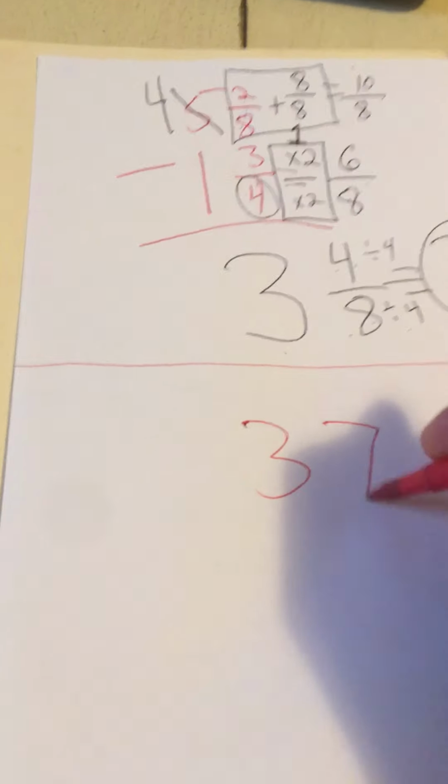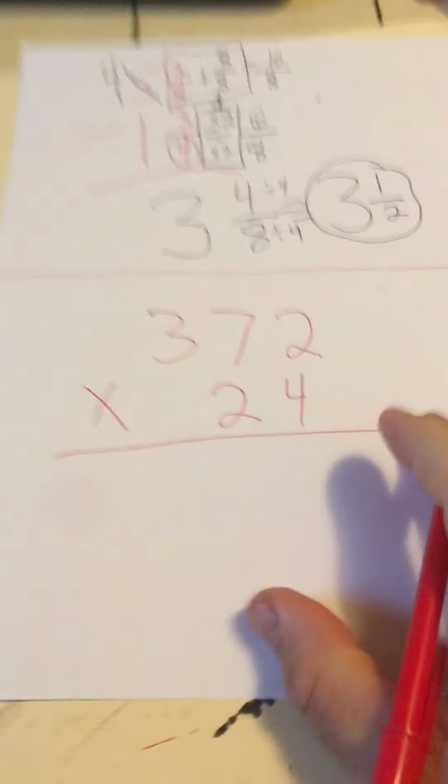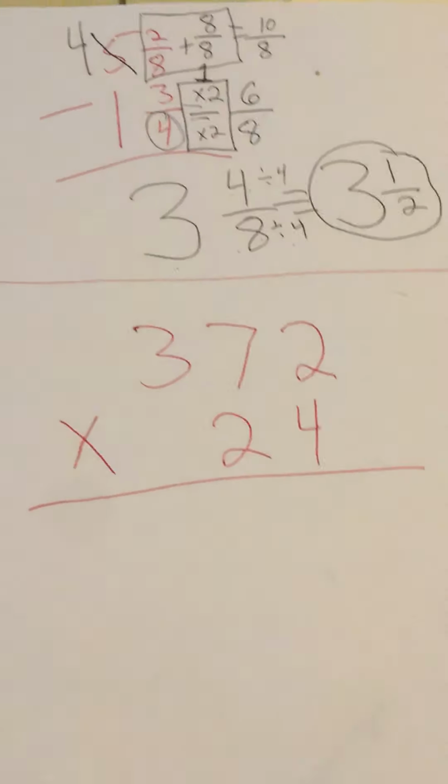Okay, last problem. Here we go. It is multiplication. We haven't done this since we were back in school. So 372 times 24. Give yourself plenty of space. Nice and neat. 372 times 24. Make sure you have the right numbers. Last problem. We're almost done, guys. Good job hanging in there.